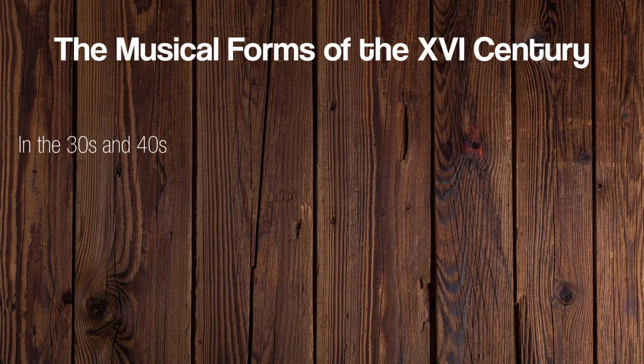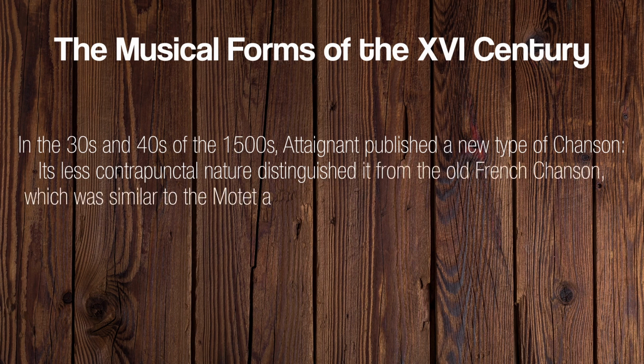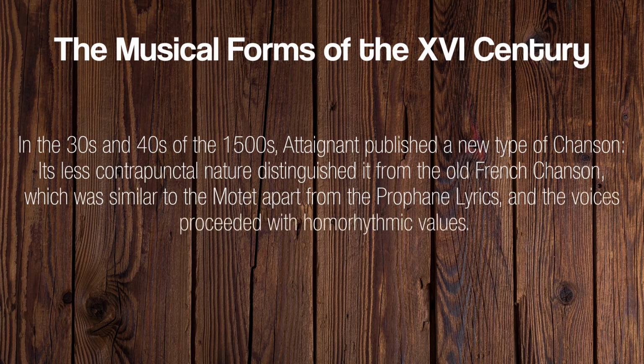In the 30s and 40s of the 500s, Attaingnant published a new type of chanson. Its less contrapuntal nature distinguished it from the old French chanson, which was similar to the motet apart from the profane lyrics, and the voices proceeded with homorhythmic values.